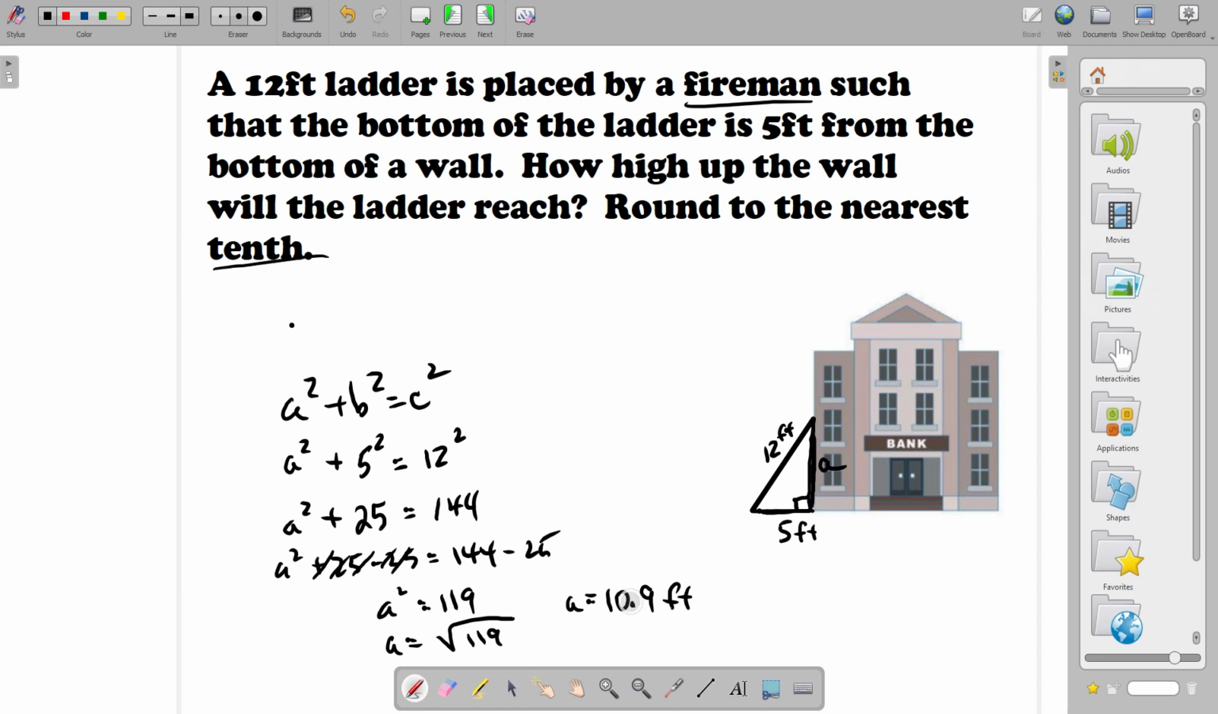That's 1 decimal place. Word problems get word answers, so we would say the ladder will reach 10.9 feet up the wall.